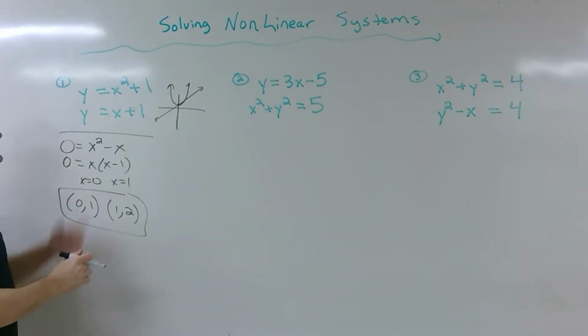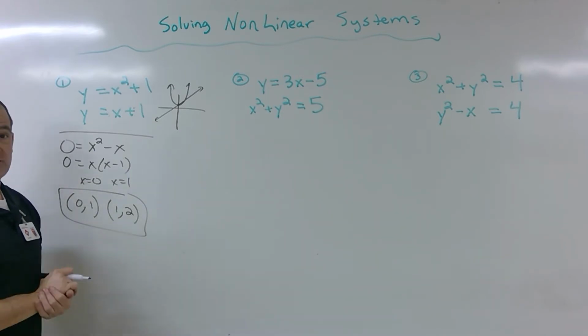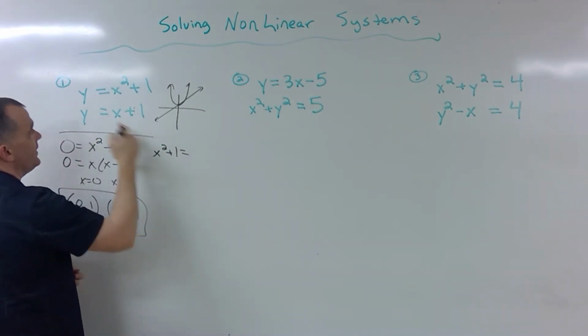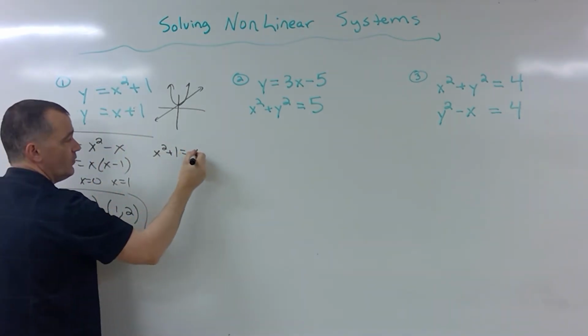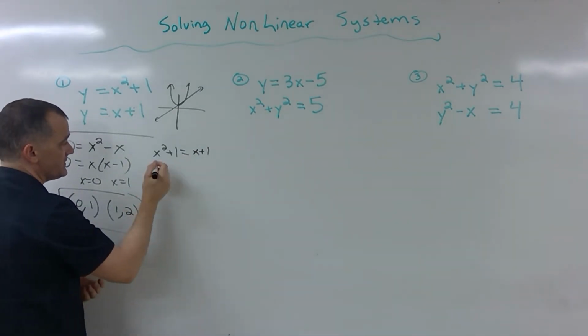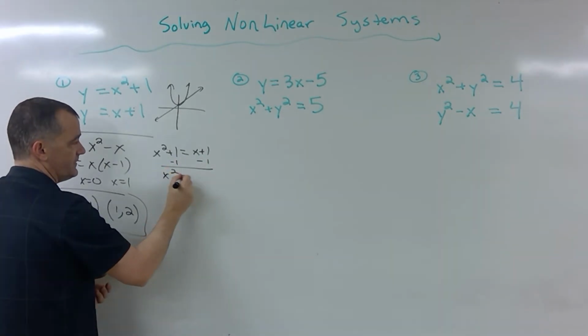So that's what that bad boy was, (1, 2). Not bad. Now, some of you are saying, that elimination kind of threw me off there, Uncle Dan. Well, that's okay. If y is equal to x squared plus 1, and y is also equal to x plus 1, we can set them equal to each other using substitution. So looking at this, we quickly see that 1 minus 1, those are gone, so x squared equals x.